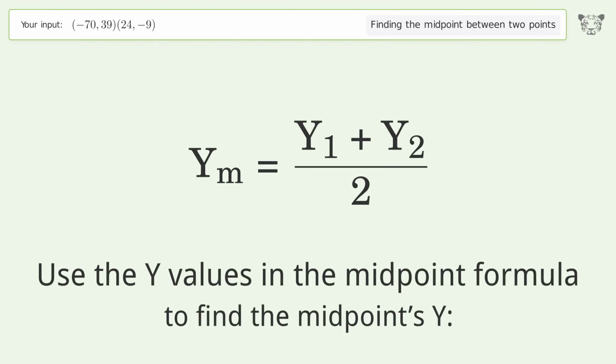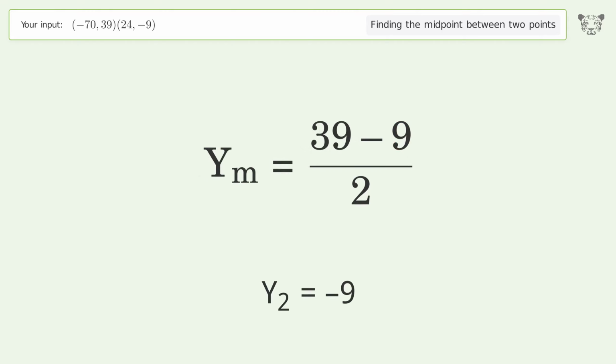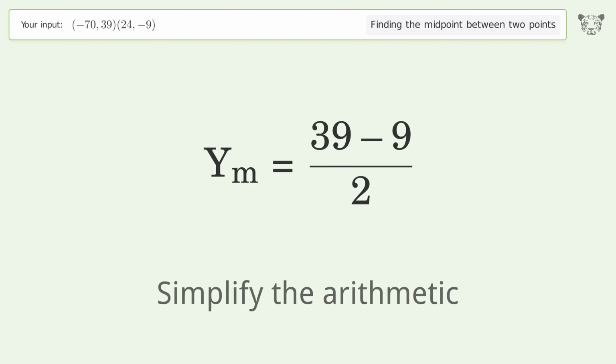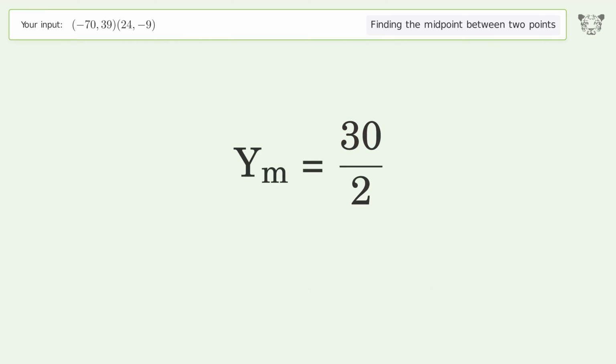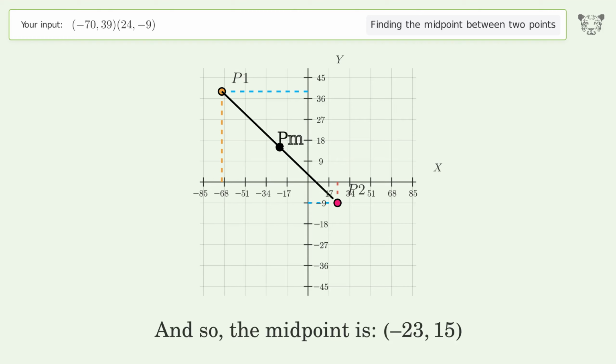Use the y values in the midpoint formula to find the midpoint's y. y1 equals 39. y2 equals negative 9. Simplify the arithmetic. And so, the midpoint is negative 23, 15.